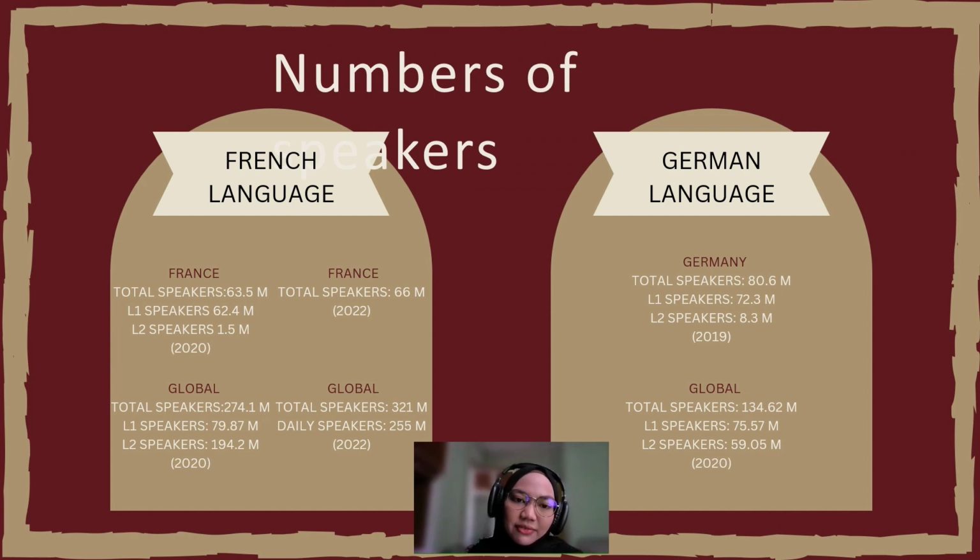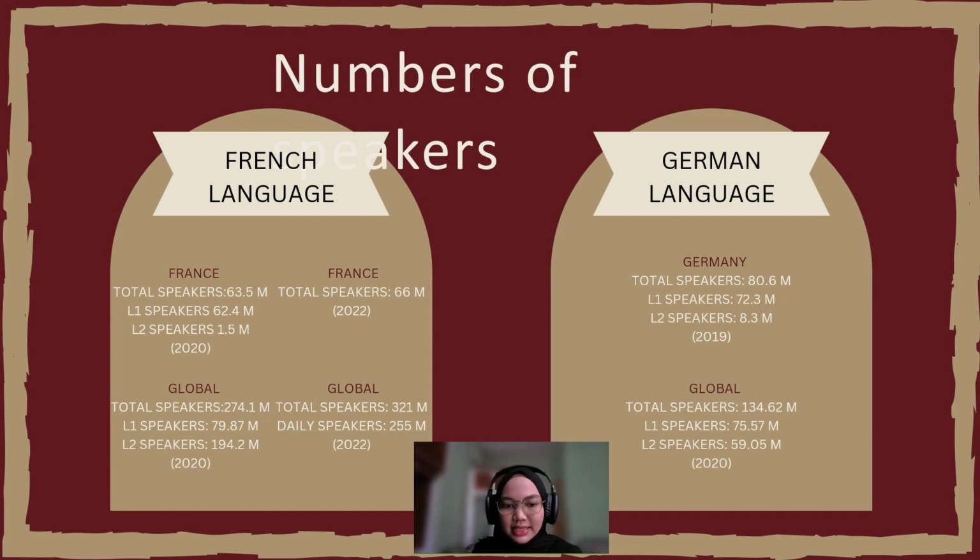Let's see the French language first. On the slide, you can see that there are two types of data under the French language. The left side is from Ethnologue in 2020, and the right side is from the OIF, which is the International Organization of Francophonie. So in France, the total speakers is 63.5 million. The first language speakers are 62.4 million, and the second language speakers is 1.5 million. While in the entire world, the total speakers is 274.1 million.